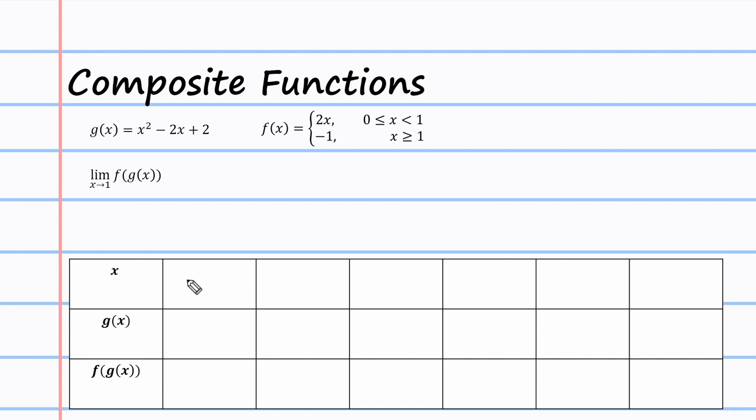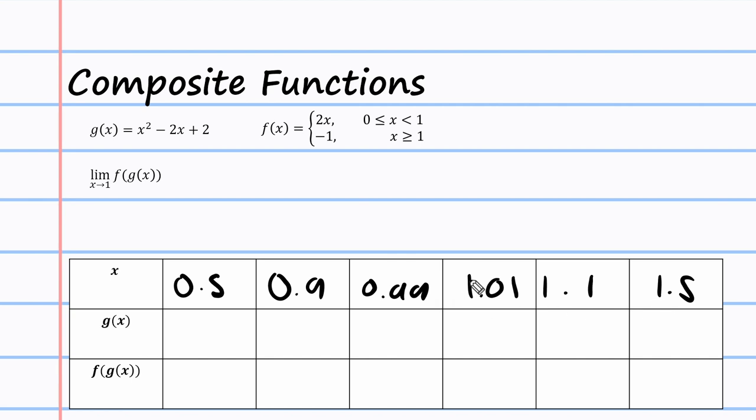If we want to use a tabular method, we can plug in values of x that are pretty close to 1, but not at 1. So I'm thinking 0.5, 0.9, 0.99, 1.01, 1.1, and 1.5. You can use any other values if you'd like, including values closer to 1, but these are just the values that I've calculated.